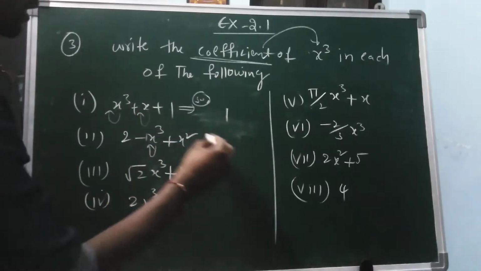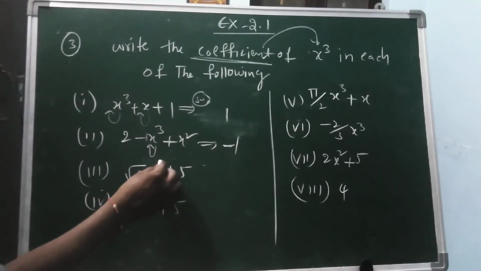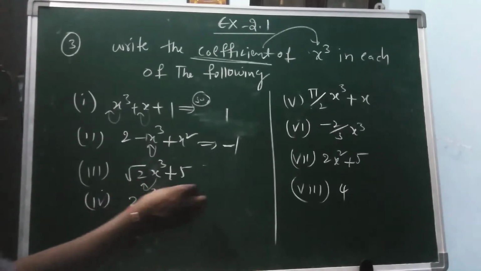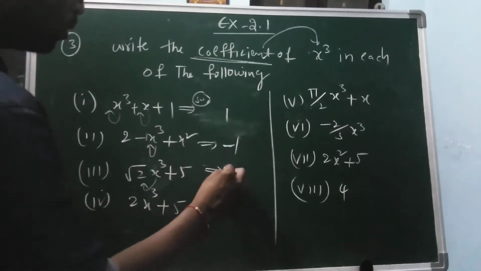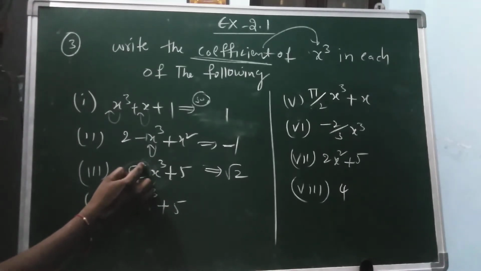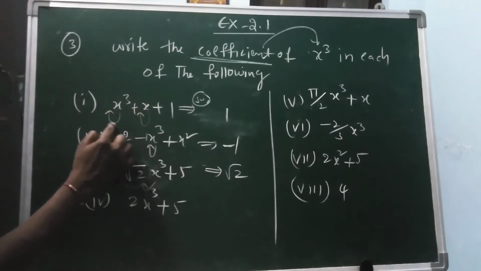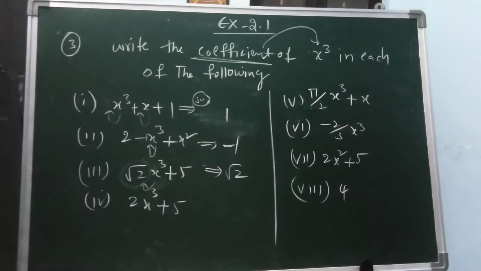The coefficient of x cube here, second problem, is minus 1. What is the coefficient of x cube here? Root 2. The front value is the coefficient, so the coefficient of x cube is root 2. Coefficient of x cube here is minus 1. Coefficient of x cube here, assume it is 1.